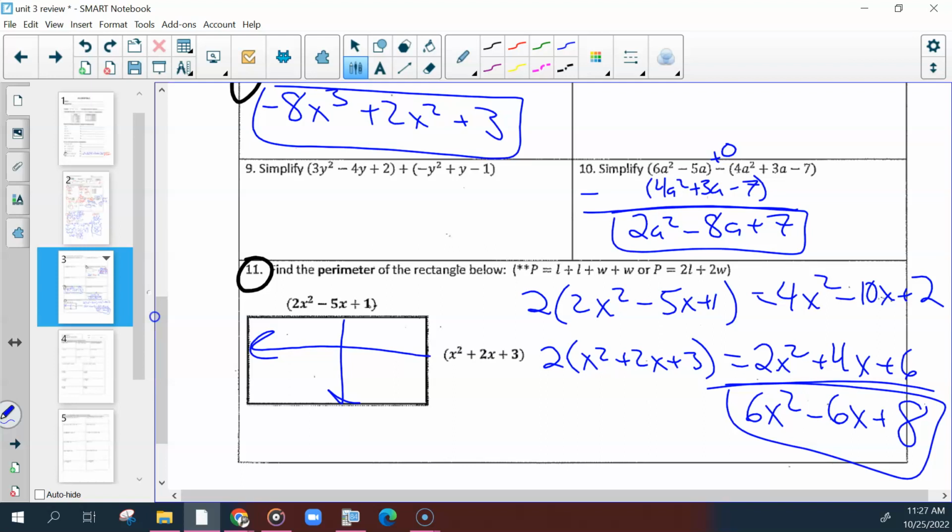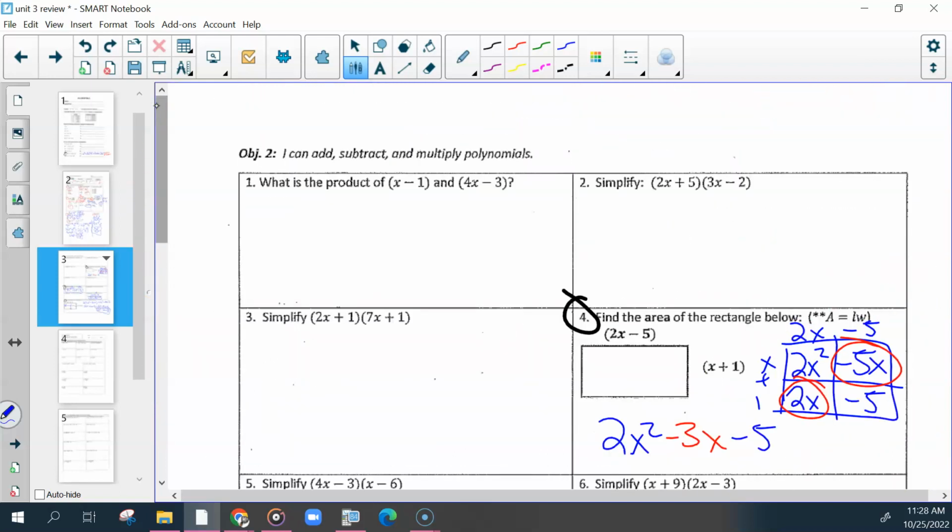Other questions on this page? Yes, can we do number 1? Product means what? Multiplying. So we're doing the same thing we did in 4, using the box method or FOIL or rewriting and distributing. So I'll do a different method for this one. Let's do FOIL. So again, as I said before, if you want to write out each term, you can, or you can just write out what it is when you distribute.